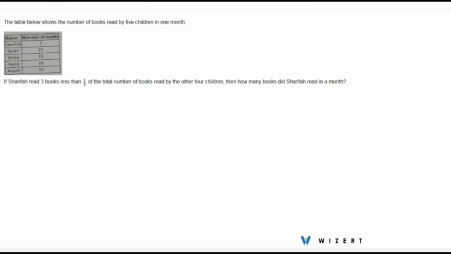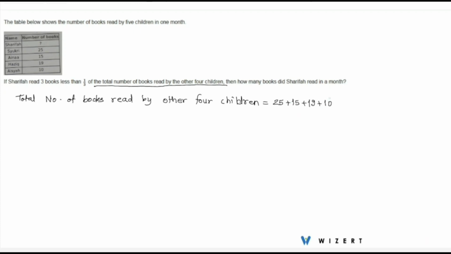Now it's given that Sharifa read 3 books less than one third of total number of books read by the other four children. So let's first find the total number of books read by other 4 children. Total number of books read by other 4 children is equal to, let's see, 25, 15, 19, 10. So we'll have to add them. 25 plus 15 plus 19 plus 10.